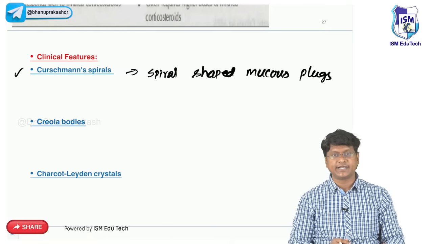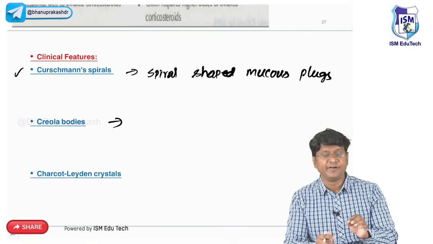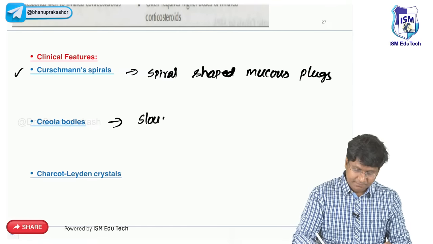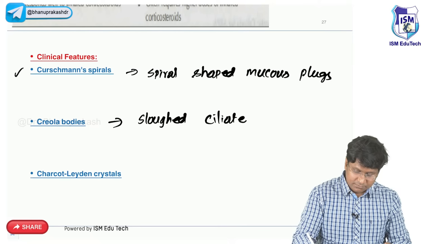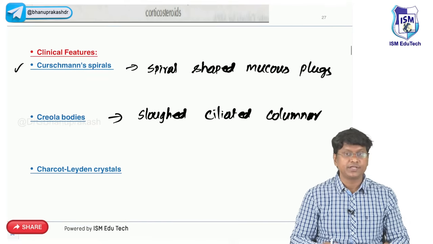Then what are the Creola bodies? The Creola bodies are sloughed ciliated columnar cells. Sloughed ciliated columnar cells, that will be your Creola bodies.